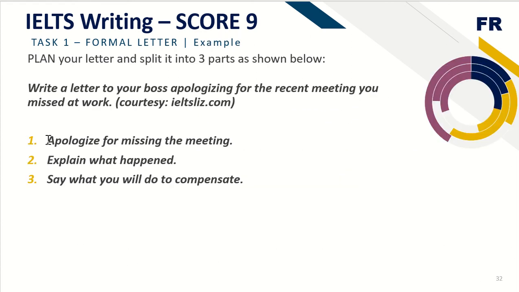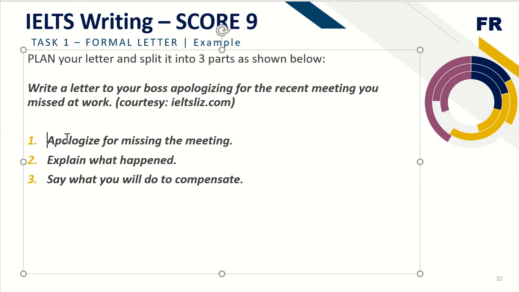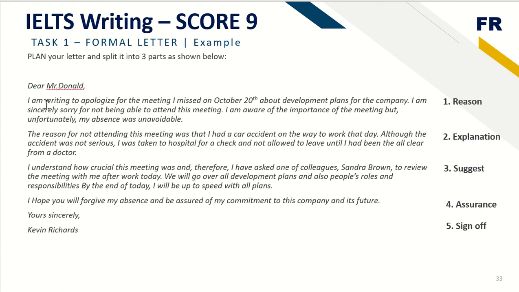The next part is you write the reason for writing. So in this question, they've already given you what to write in paragraph 1. It says, apologize for missing the meeting. So let's see how that goes. I am writing to apologize for the meeting I missed on October 20th about development plans of the company. I am sincerely sorry for not being able to attend this meeting. I am aware of the importance of the meeting, but unfortunately, my presence was unavoidable.